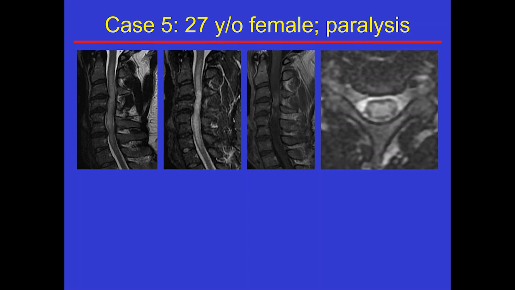Let's move on to the next case. So this is a 27-year-old female presenting with paralysis. And so we've got T2 STIR, T1 post-contrast, and then an axial T2 weighted image.